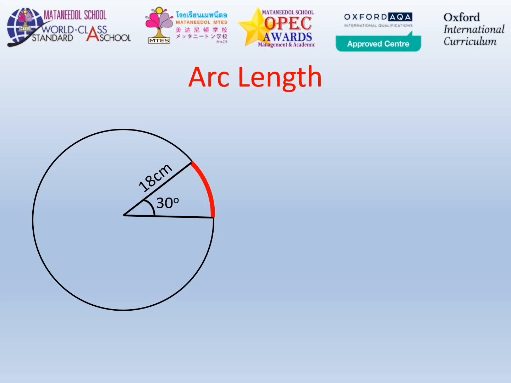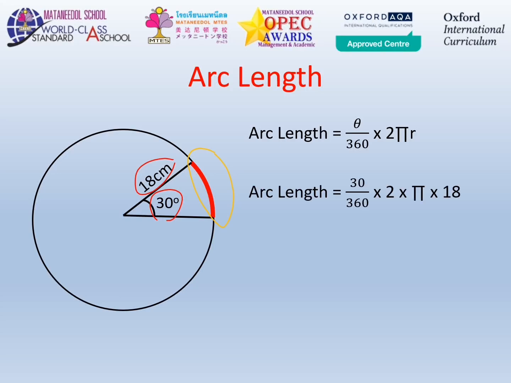Let's try an example. Suppose the radius of a circle is 18 centimeters and the angle of the sector is 30 degrees. We have to calculate the arc length. So we use the formula: arc length is equal to theta over 360 times the circumference of the entire circle. We need to substitute all the values into the formula. We now have 30 over 360 times 2 times pi times 18. Just simplify so we can calculate the length of the arc.